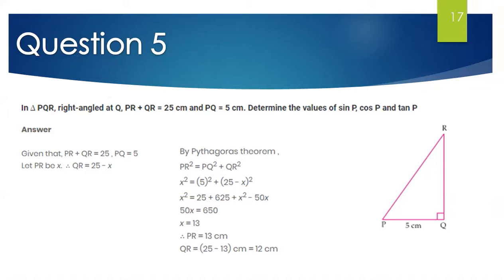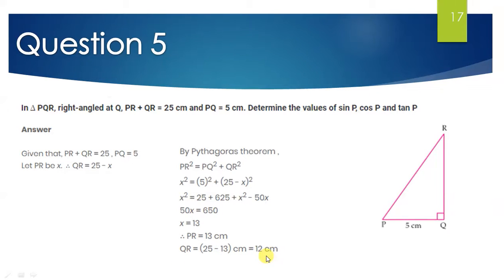So simply you just apply the Pythagoras theorem. PR square is equal to PQ square plus QR square. Substitute the value. X square is equal to 5 square plus 25 minus X whole square. Open the bracket here. Apply A minus B whole square. X square gets cancelled and I simply get X is equal to 13. So my PR, that is the hypotenuse, is 13, and so QR will be 25 minus 13, which is equal to 12.